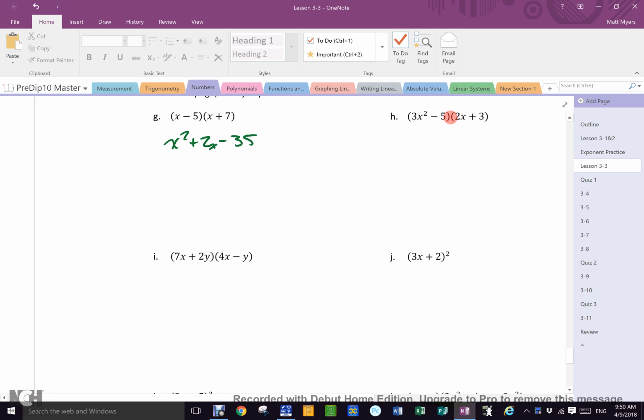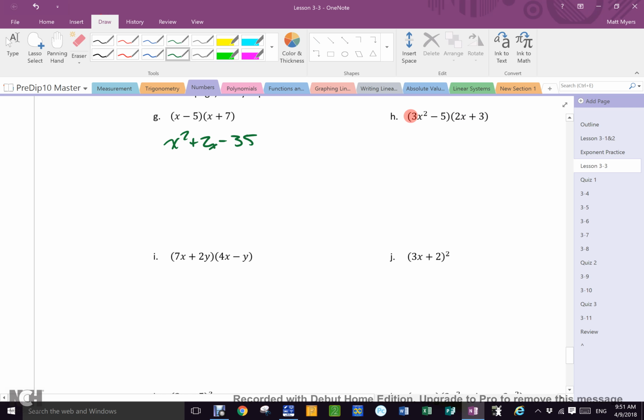Can I do the shortcut here? No. Why not? So I have to do FOIL because there's a 3. They have coefficients. This was your homework. This should already be done.